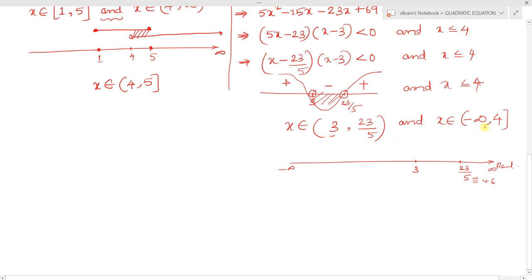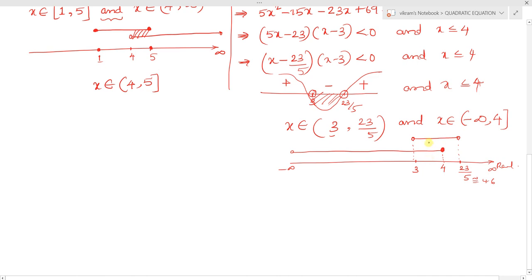Next, minus infinity to 4. Now I represent 3 to 23/5 with open brackets; 3 and 23/5 are not included in the solution. Next, minus infinity to 4: 4 is included in the solution.